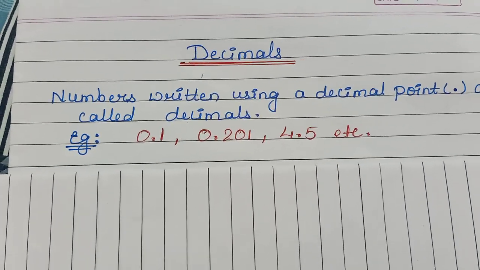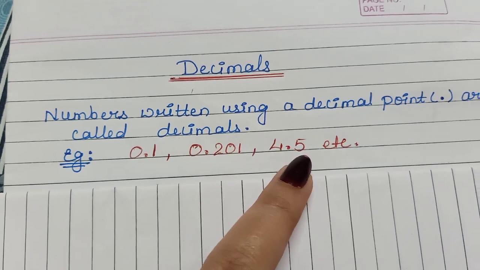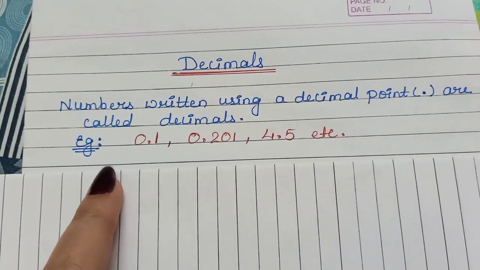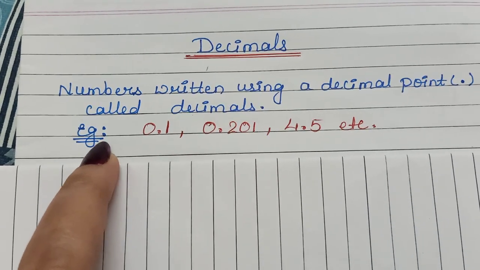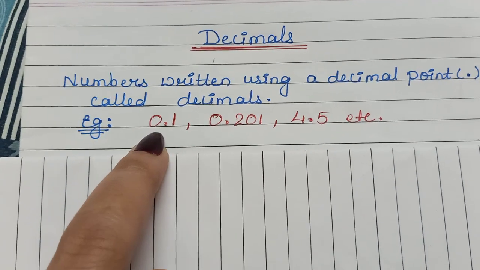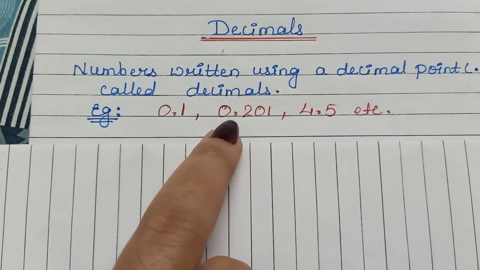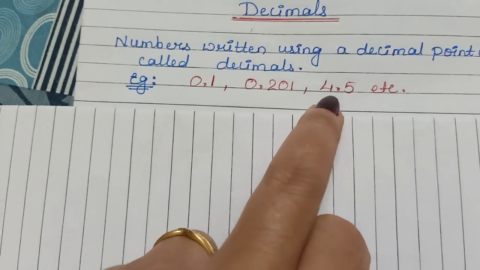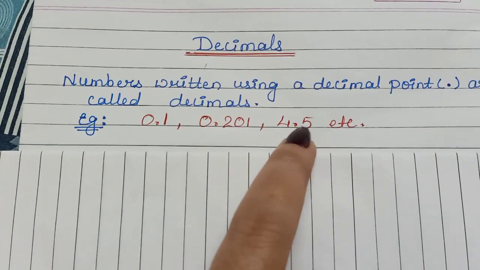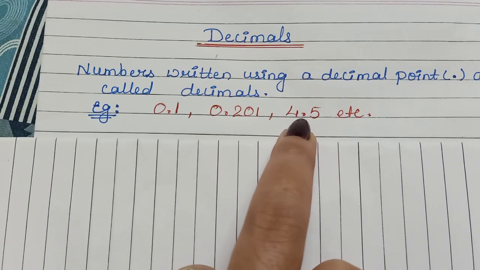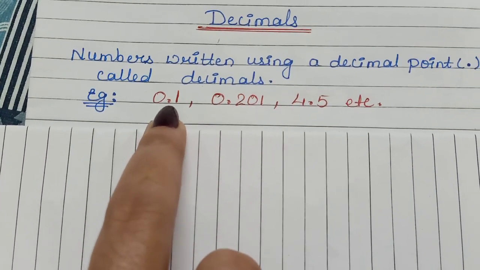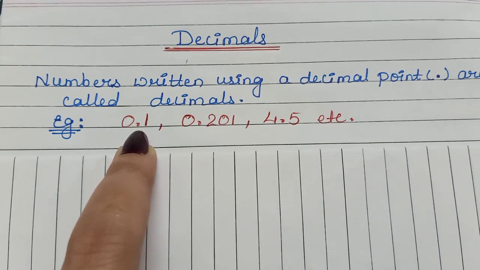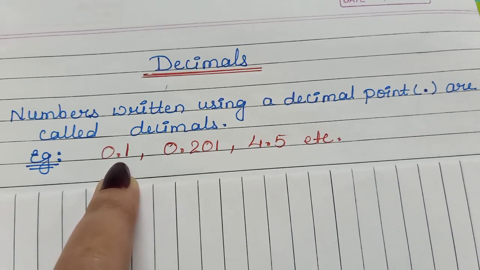Decimals are the numbers written using a decimal point. Okay, these are called the decimals. For example, I have given some examples here: 0.1, 0.201, 4.5, etc. You can see in each number, I put a decimal point here. That means the numbers which contain a decimal point are called decimal numbers.